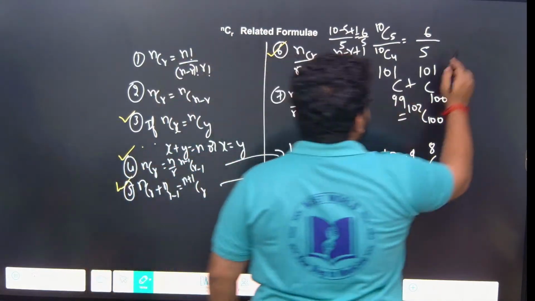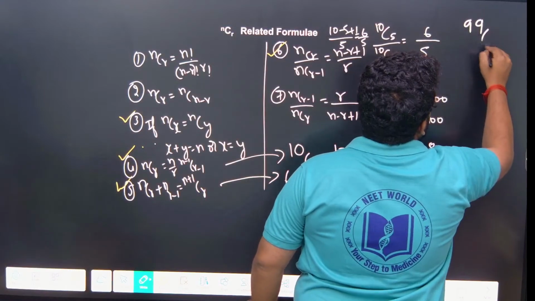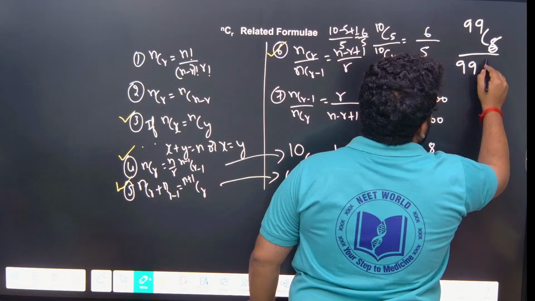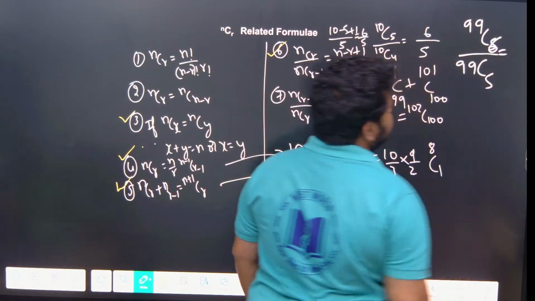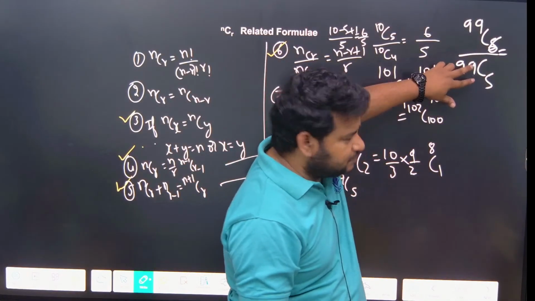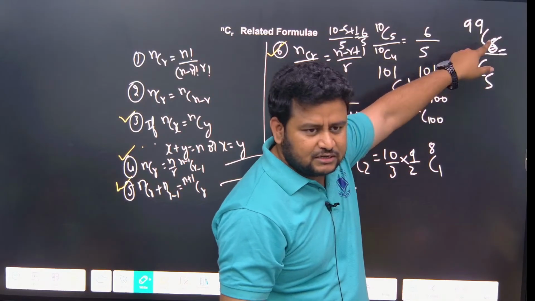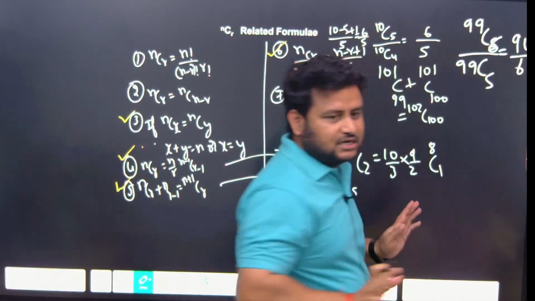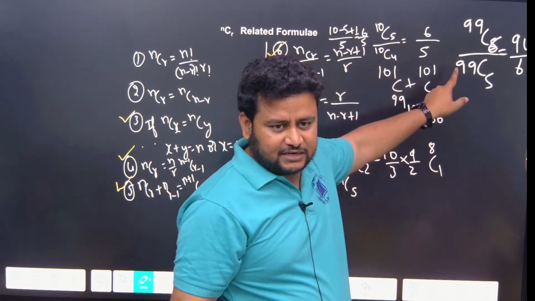It is given 99C5 by, let this be 99C6 by 99C5. So what is the answer? Whatever is in the denominator, 99 minus 5 is what? 94. Write in the numerator. 94 by 6, that's all is the answer. Don't have to by heart the formula.